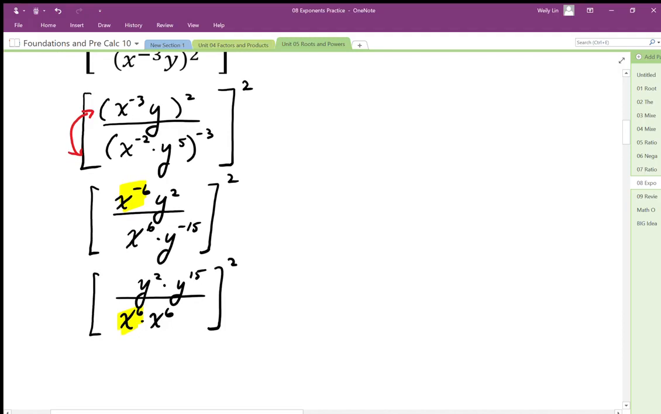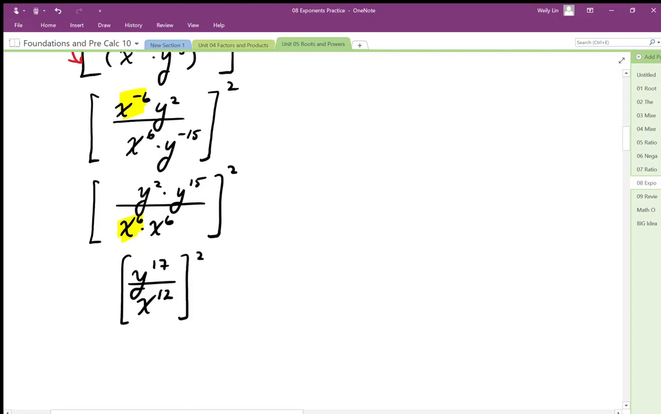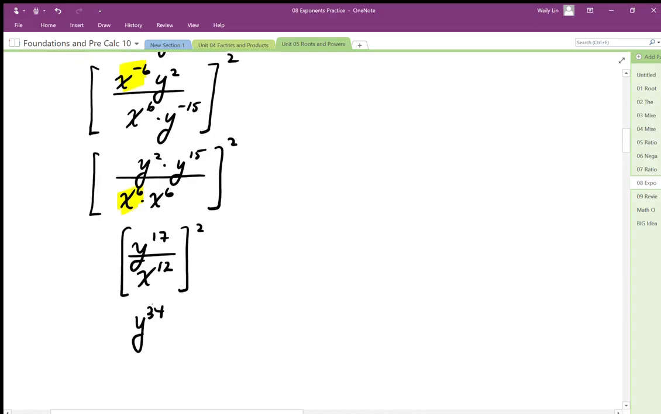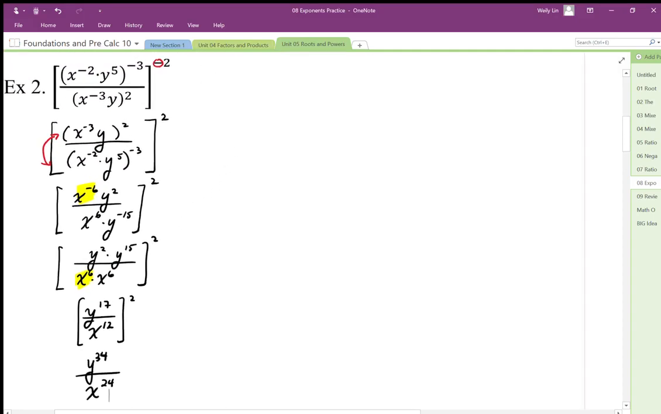Okay, so now I've got my y's and x's together. I have y to the power 17 on top, x to the power 12 on bottom. I'm going to square it. So I get y to the power 17 times y to the power 17. That gives me y to the power 34. And then x to the power 12 times x to the power 12 is going to give me x to the power 24. Or I can just apply the power rule. Power to power, we multiply. So that's one way to do it.